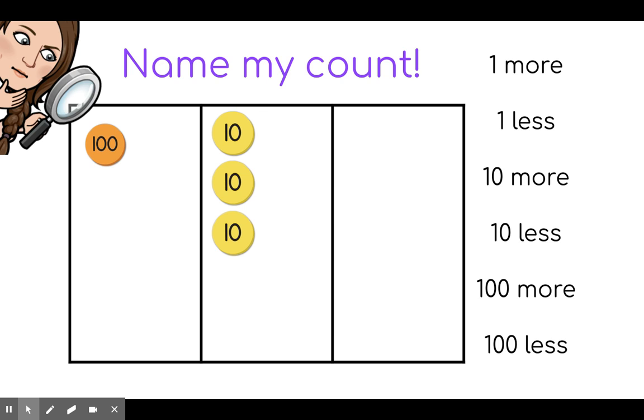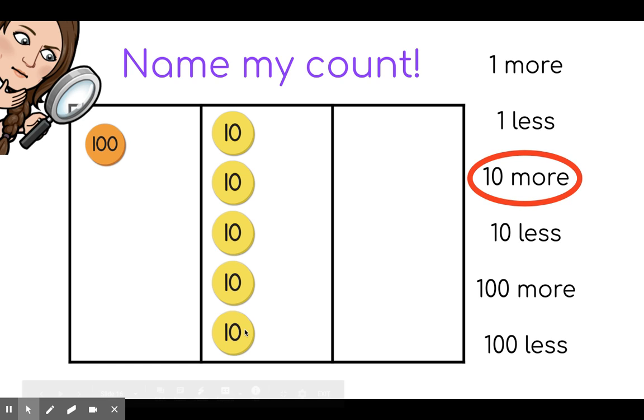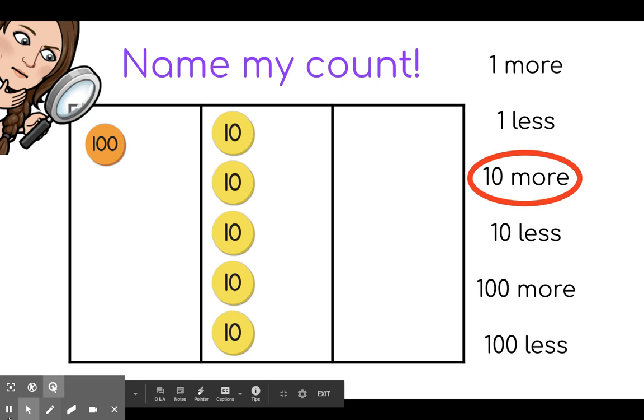I have the number 530. Now I have 540. Now I have 550. Can you tell which count I am using? Am I adding one more, taking away for one less, adding 10 more, taking away 10 for 10 less, adding 100 more, or taking away 100? What do you think? If you said 10 more, you're correct. I went from 130 to 140 to 150. I was adding 10 each time.